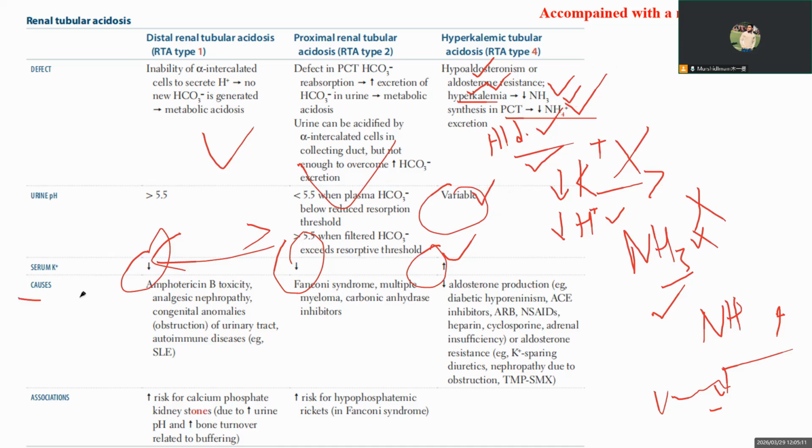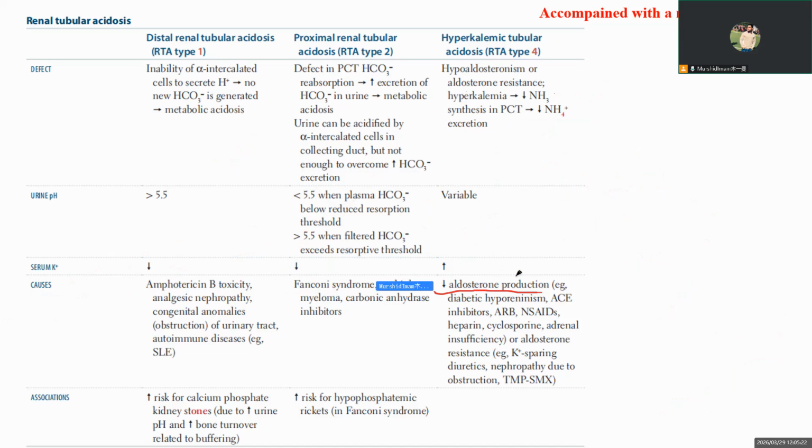And let's look at some of the causes of type 4 RTA. The first one, everybody should remember, is that anything which decreases aldosterone production may lead to type 4 RTA. This can be seen in diabetes mellitus. This is also known as the condition hyporeninemic hypoaldosteronism. You can remember it.